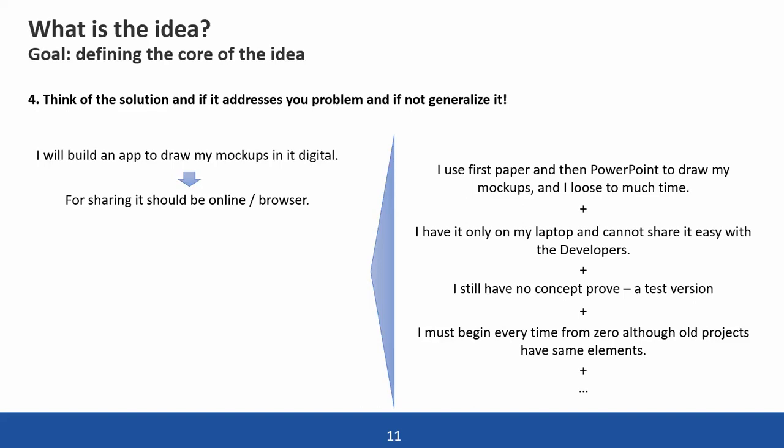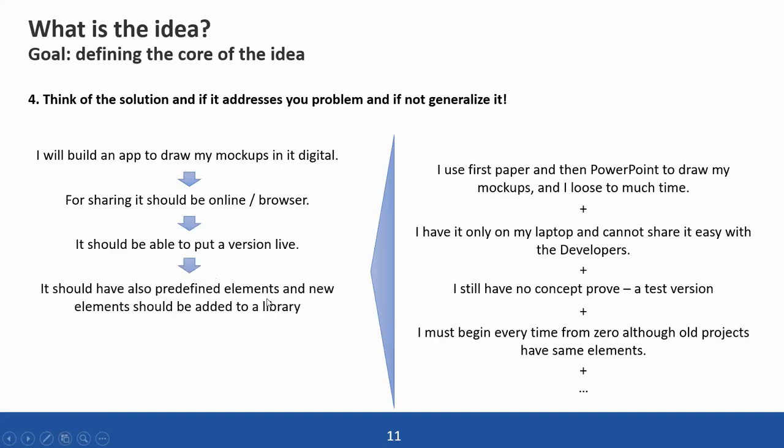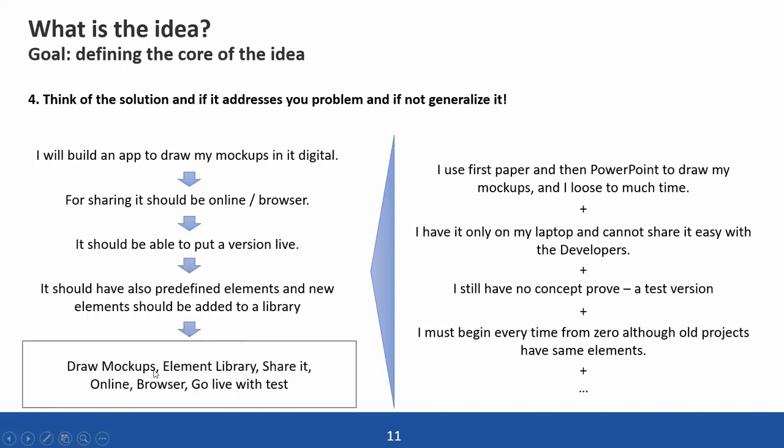So let's check it. For sharing, it should be online in a browser. Also, it should be able to put a version live, and it should have predefined elements, and new elements should be added to a library. So you can see now my new idea, new solution for all these problems to solve my basic problem of losing time: to draw mockups, an element library, to share it, to be in an online browser, to go live with a test if I had some mockups. So you can see how different it is from only this statement to a better solution that includes more of my problems as a solution.